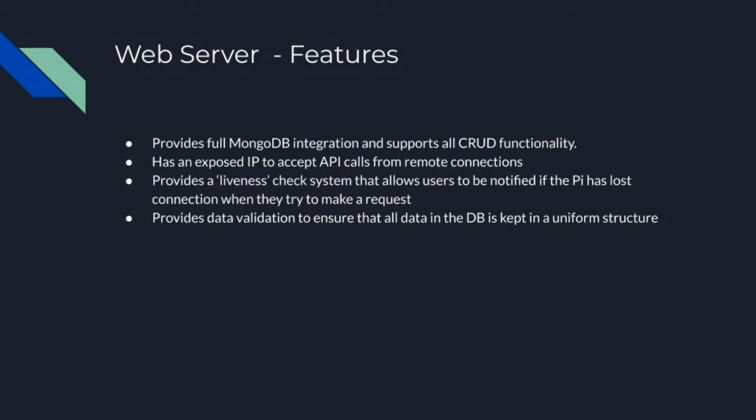Additionally, the web server provides a liveness check system that allows users to be notified when the Pi has lost connection when they try to make a request. And finally, it provides data validation to ensure that all data in the database is kept in a uniform structure so that more advanced queries can be made by users.